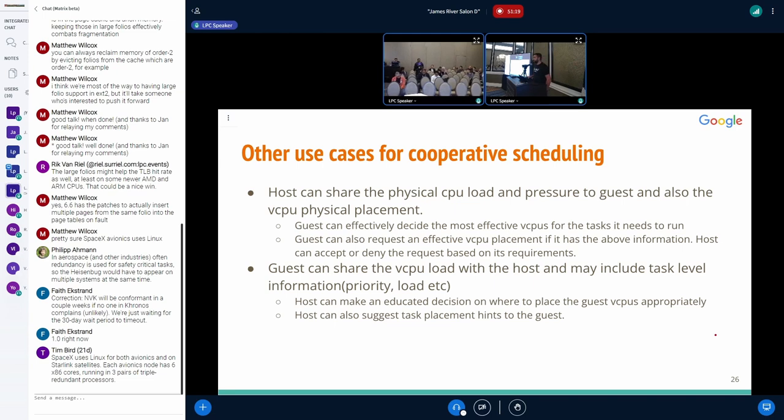Go ahead. For letting the host know about the workload inside the vCPU, wouldn't our talk about the vmcp free kind of take care of it, because we update util? We try and update util there at least. Yeah, I think we should take care of that. We should coordinate on some kind of interface, sure.